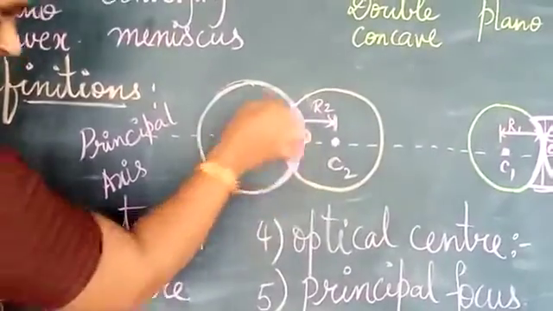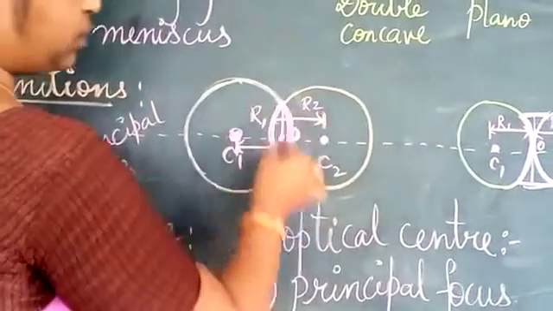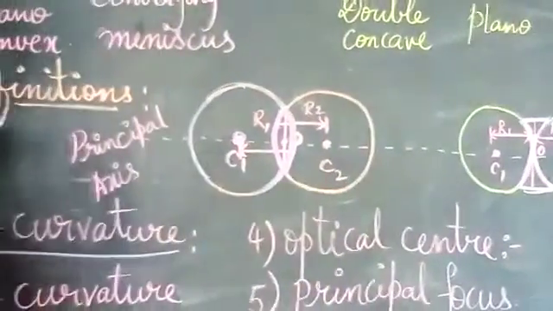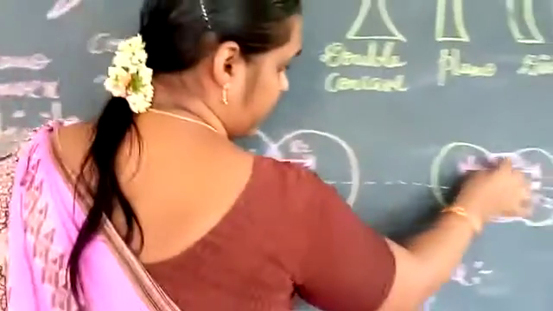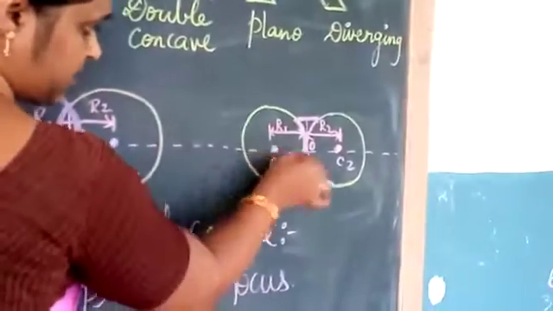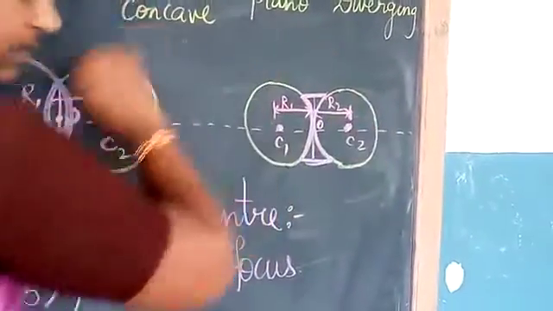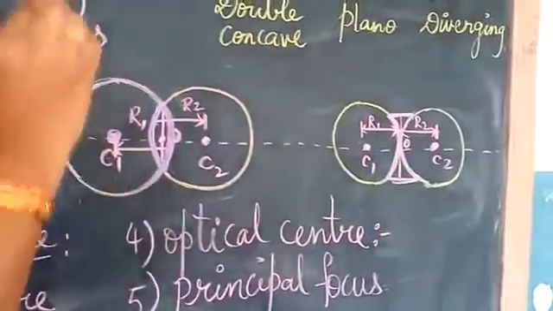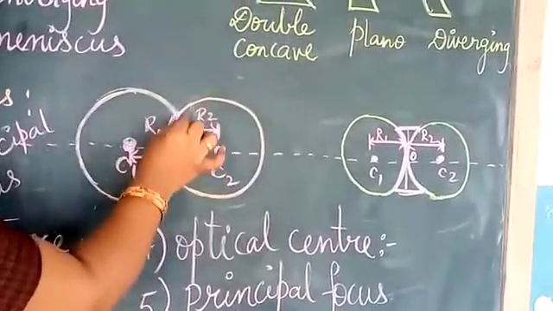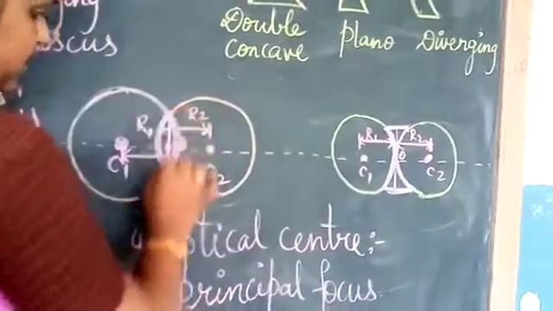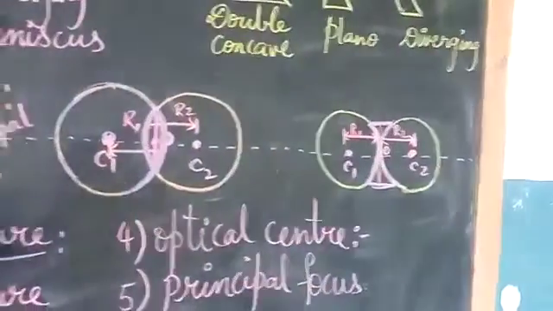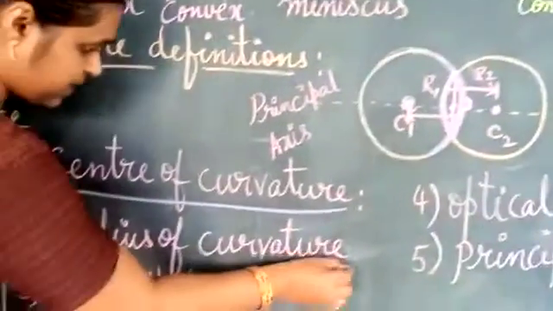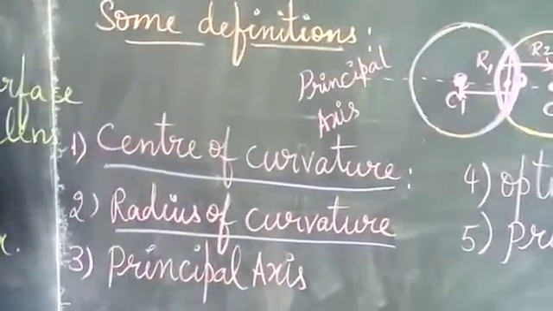C1, center of curvature for the sphere. Okay children, have you understood what the center of curvature is? Here also same. For this sphere, center of curvature is this one, and for this sphere, center of curvature is this. So what is center of curvature? Center of the sphere of which the lens is a part. This is a convex lens, and here the concave lens is also part of a sphere. Okay. Now let us go on to the next one, that is radius of curvature.